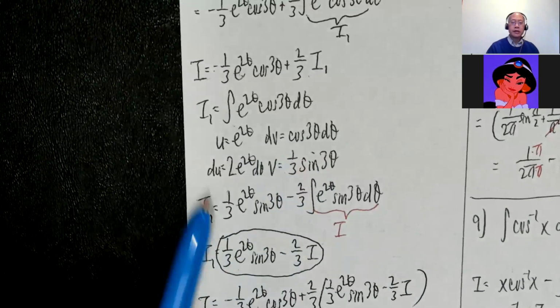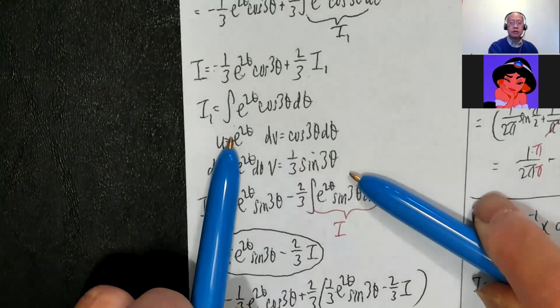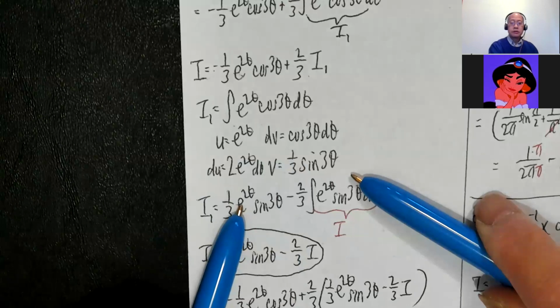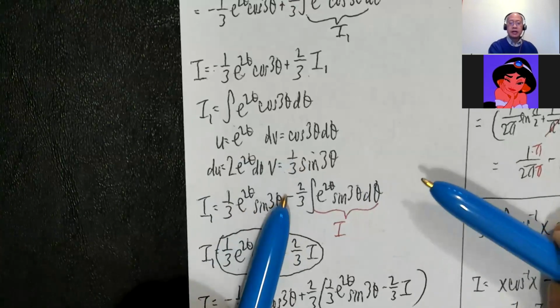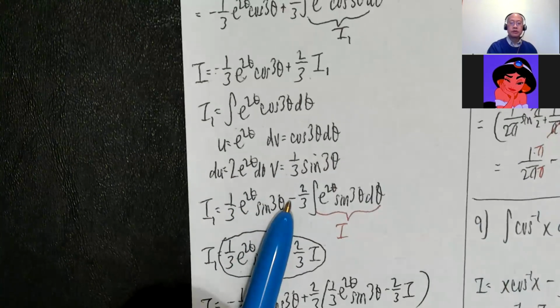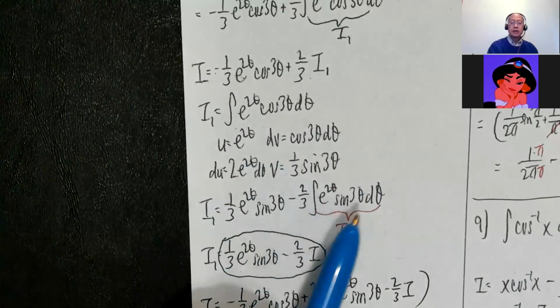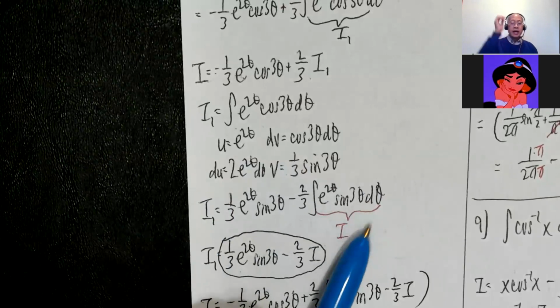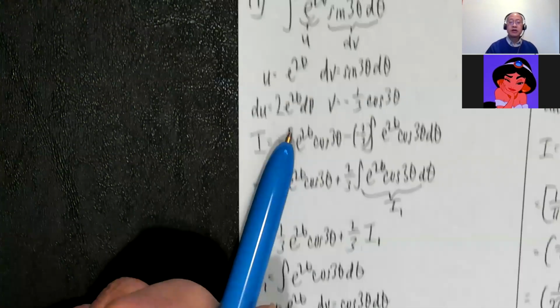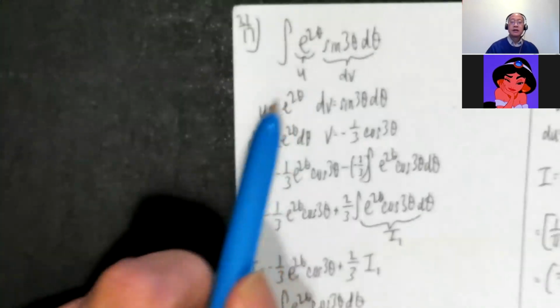All right, so I1 is u times v by formula. uv, 1/3 e to 2 theta sine 3 theta, minus the integral of v du. So that times that, 2 times 1/3, 2/3, e to 2 theta sine of 3 theta d theta. And I got back the original I, e to 2 theta sine 3 theta d theta.